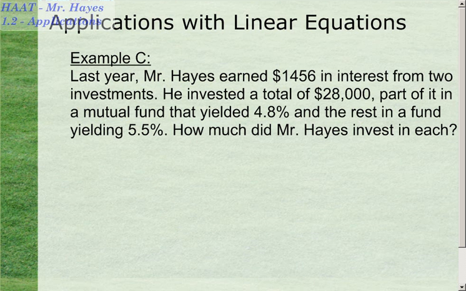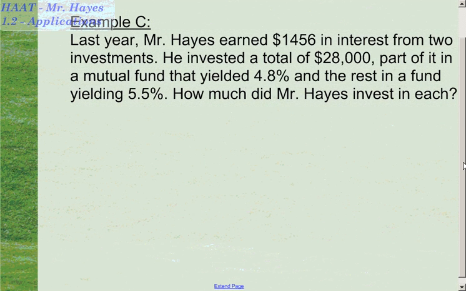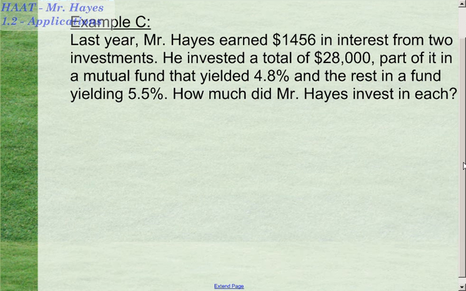Let's say I earn $1,456 in interest from 2 different investments. I invest $28,000 in one mutual fund that yields 4.8%. The other is 5.5%. How much should I invest in each? Real quickly, remember, interest is equal to your principal, in other words, how much you're investing, times rate times time. Now in this case, time is 1 year.